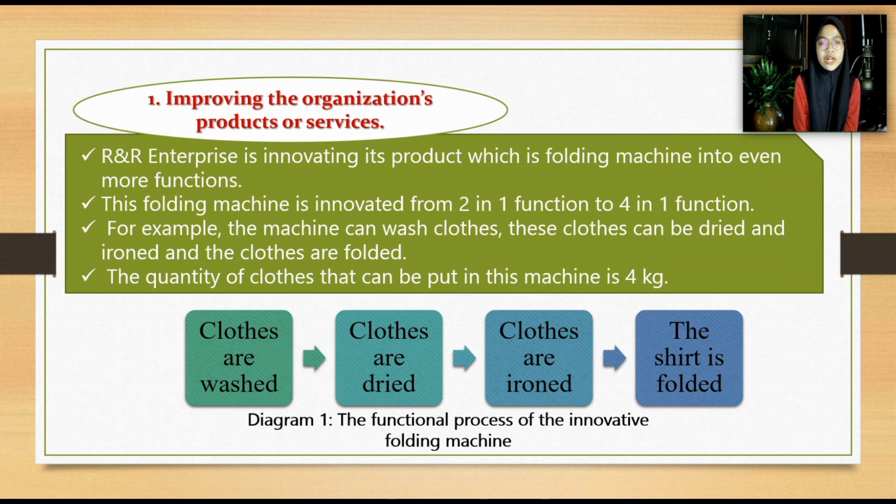For example, the machine can wash clothes. These clothes can be dried and ironed, and the clothes are folded. The quantity of clothes that can be put in this machine is 4 kg. Diagram 1 shows the functional process of the innovative folding machine. Firstly, clothes are washed. The second process is clothes are dried. The third process is clothes are ironed. Last but not least, the shirt is folded.